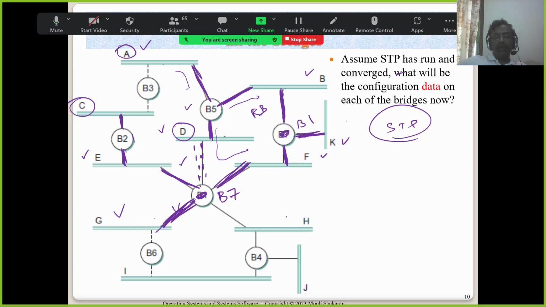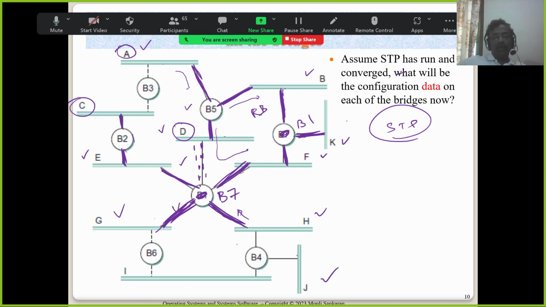Now let us look at H. How will H reach the root? Again, can it reach through this or this? Either this way or this way. No, there is no other way. It will come back to b7 only. So the shortest path for H is to go like this and come here. So H is also taken care of.